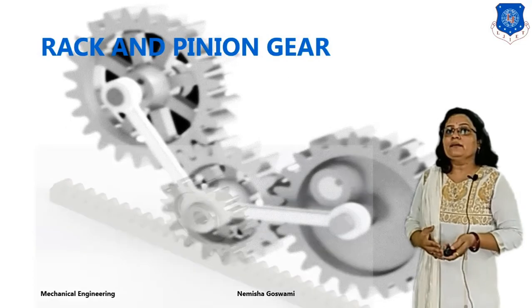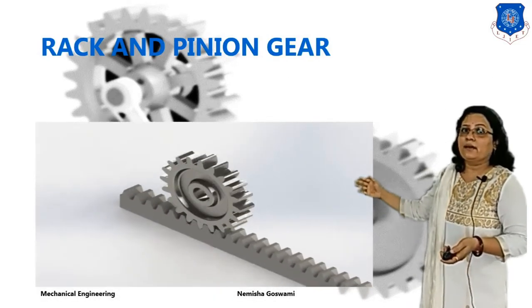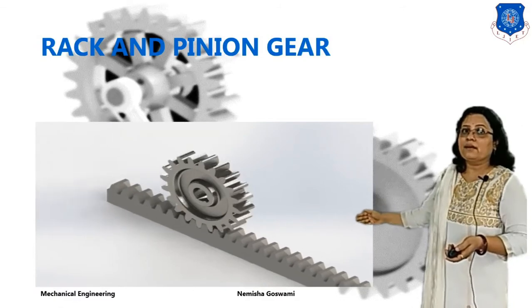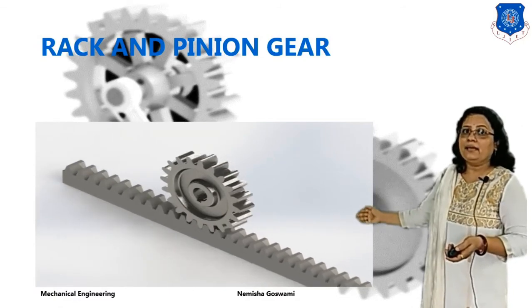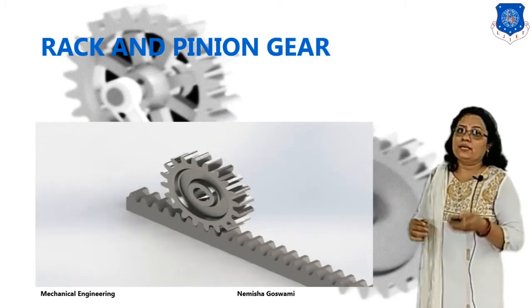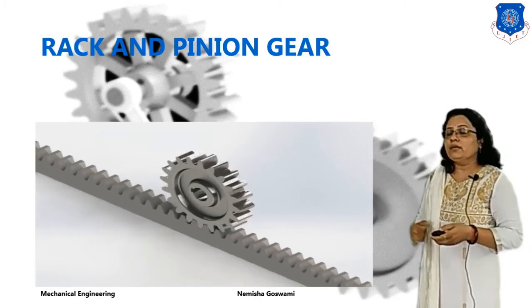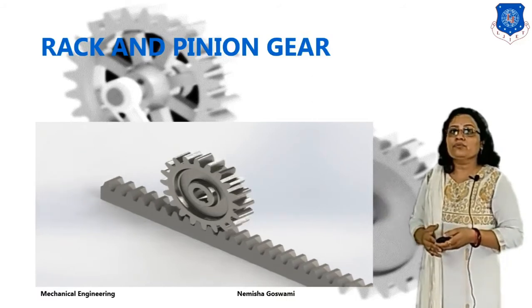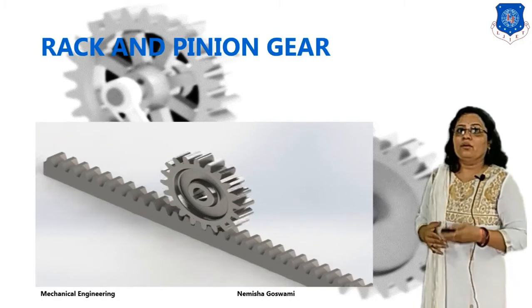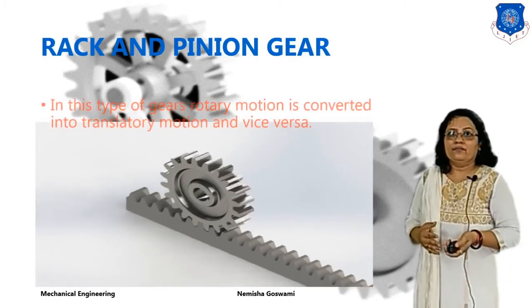So rack and pinion gear, you can see here in this diagram, one element of which is having the translatory motion is known as rack, and which is having the rotary motion is known as pinion. So these type of gears are basically used to transfer your translatory motion to your rotary motion, or you can say vice versa.